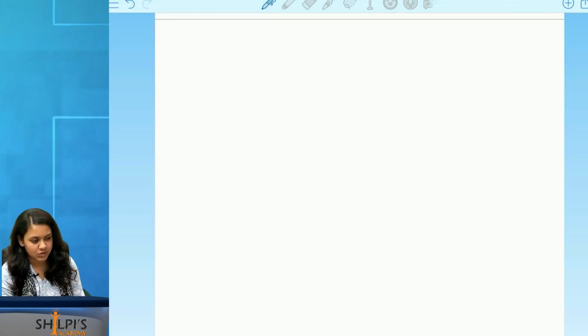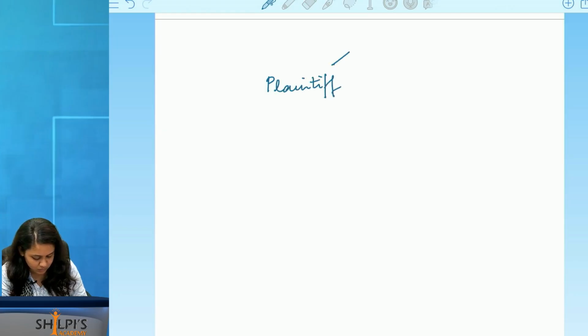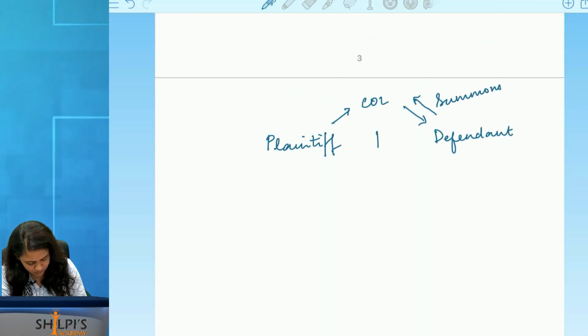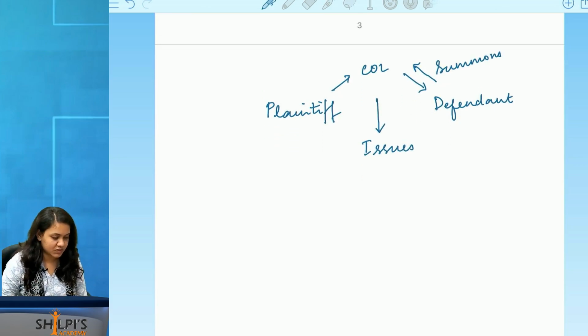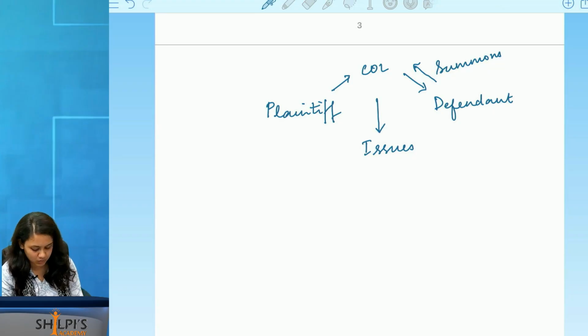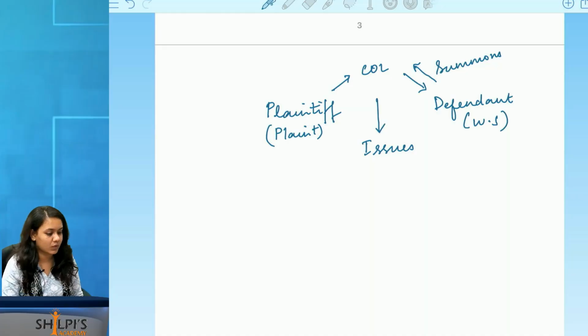Okay guys, so I'm just redrawing it for reference. We've seen these four aspects till now. There's plaint and written statement. Okay, we've covered till here for now.